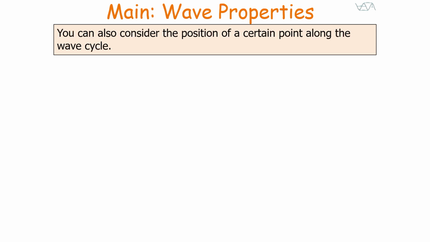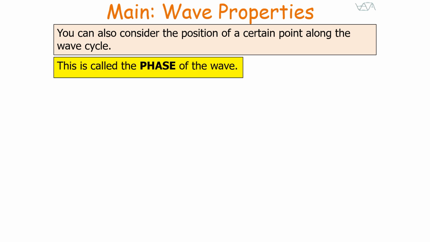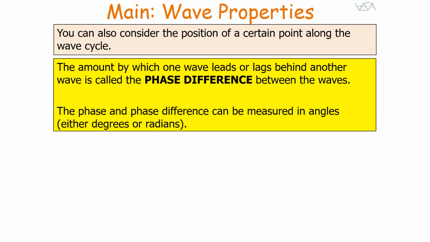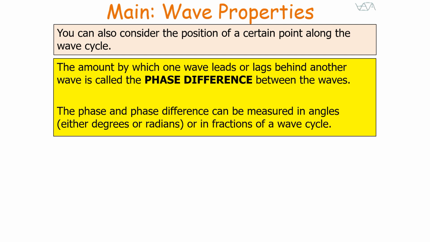Now, you can also consider the position of a certain point along a wave cycle, and we call this the phase of the wave. The amount by which one wave leads or lags behind another wave is called the phase difference between the waves. The phase and phase difference can be measured in angles, so either degrees or radians, or you could measure it in fractions of a wave cycle.